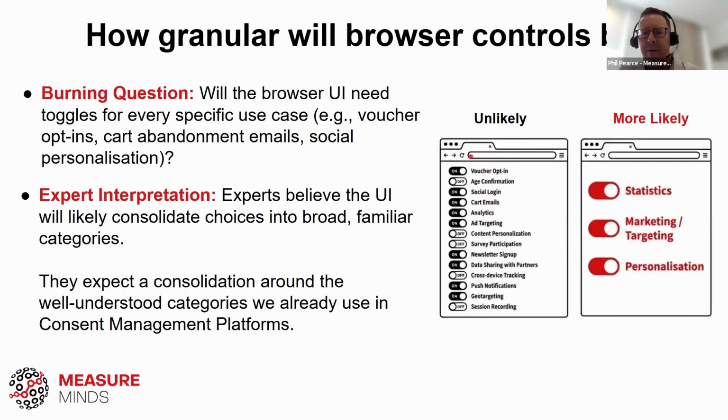It's unlikely we're going to have a bunch of individual purposes like this. I think that's too much control. That defies the point of simplifying. But it may be there are some additional settings in the browser which are more granular.